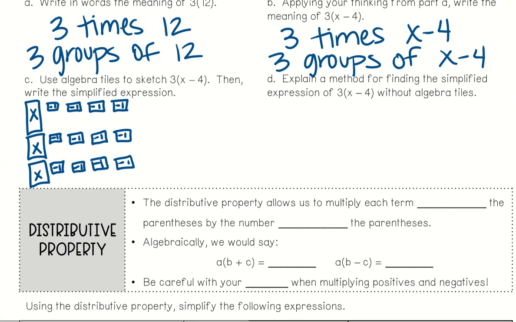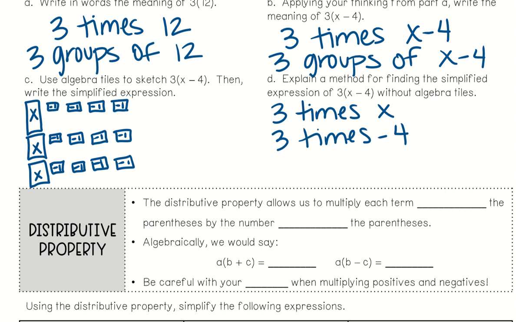So it says in part D, explain a method for finding the simplified expression of 3 parentheses x minus 4 without algebra tiles. So if I know that I'm multiplying 3 times x minus 4, I want to make sure that I'm multiplying 3 times both of those terms on the inside, not just one of them. So I would have to do 3 times x, and then I would need to do 3 times negative 4. And I should be able to get my answer that way if I'm multiplying 3 times both of those terms inside of the parenthesis. So this process that we're learning today is called the distributive property.